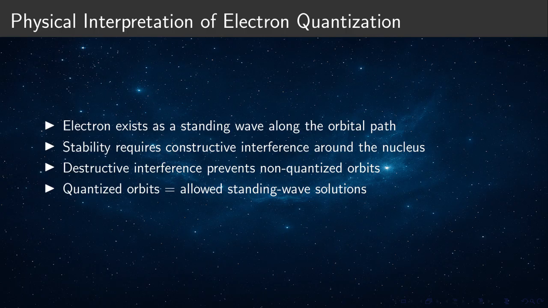In this description, the electron exists as a standing wave distributed along the orbital path, rather than as a localized classical particle. The orbital structure is therefore determined by resonance. Stability occurs only when the electron's wavelength satisfies a constructive interference condition around the nucleus. If this condition is not met, destructive interference prevents stable orbital formation. Thus, quantized orbits emerge as the only allowed standing wave solutions of the system.